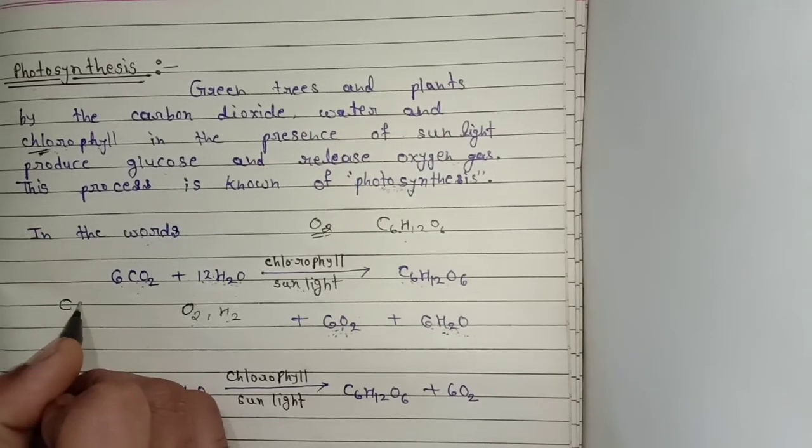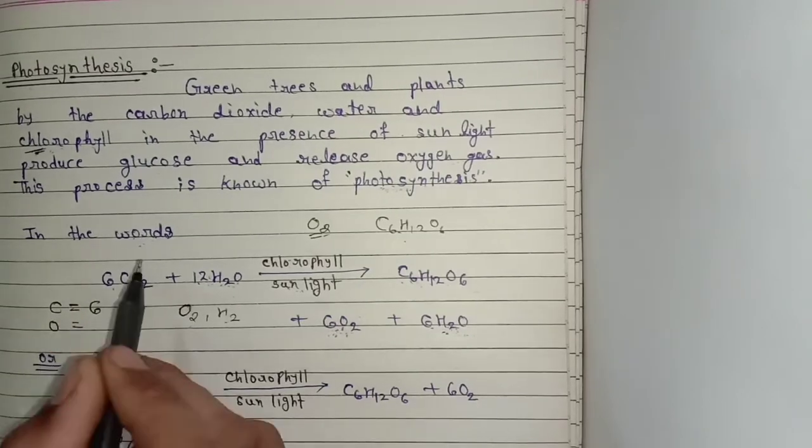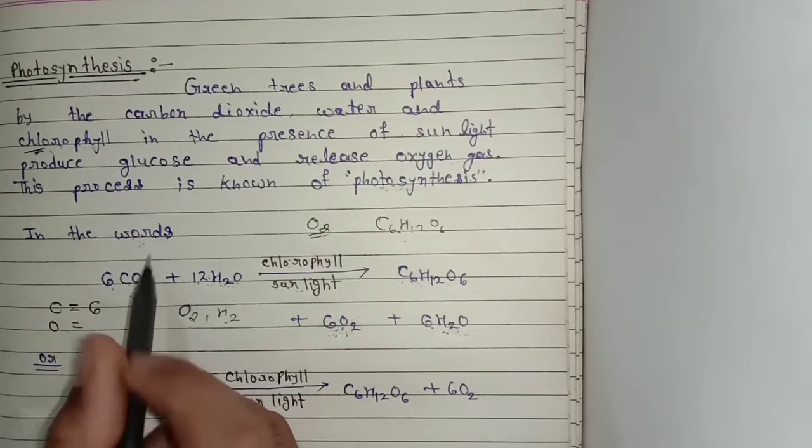Okay, so let's understand that. Basically, the number of carbon atoms present is 6. Let me denote that here: the number of carbon is 6.